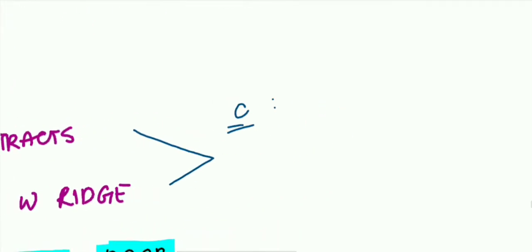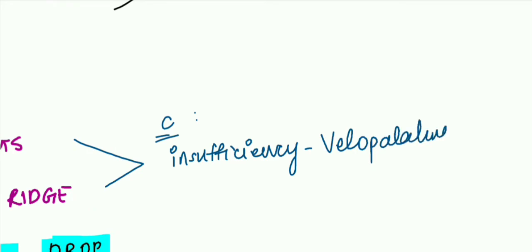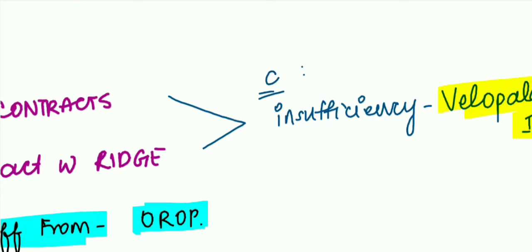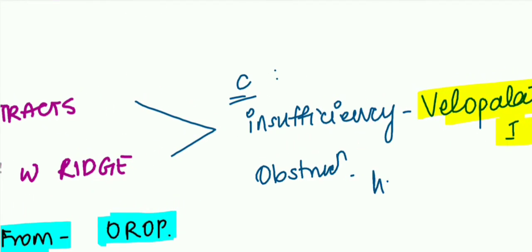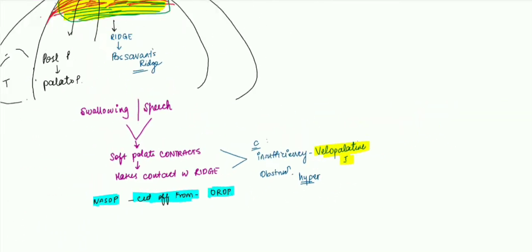We have two clinical conditions here. One, an insufficiency of this can result in velopalatine insufficiency, and the second being obstruction caused due to the hyperactivity of this ridge or soft palate.